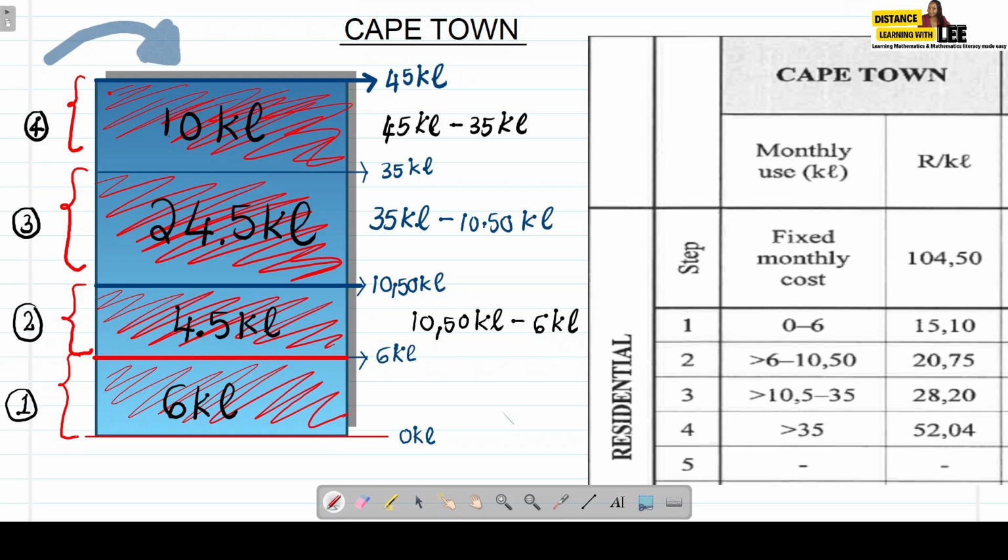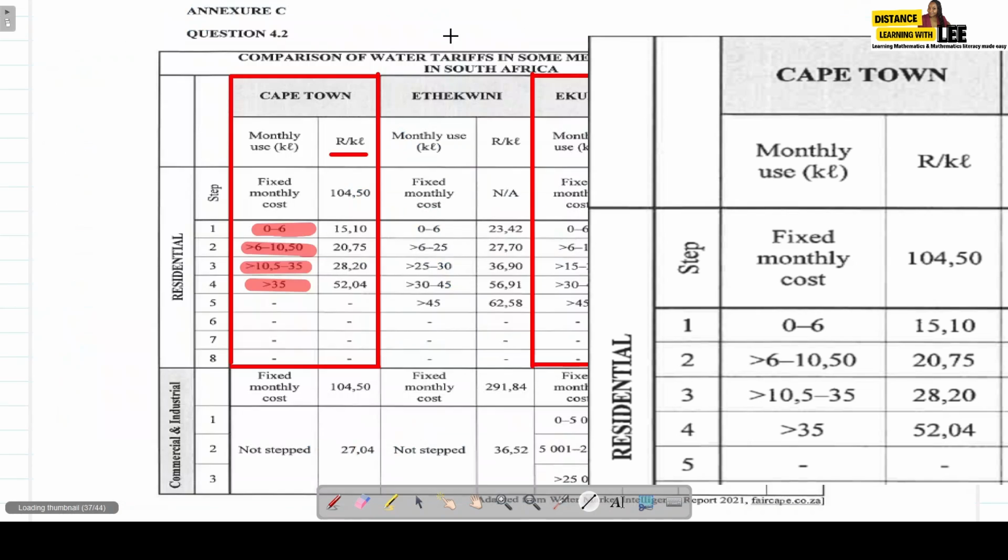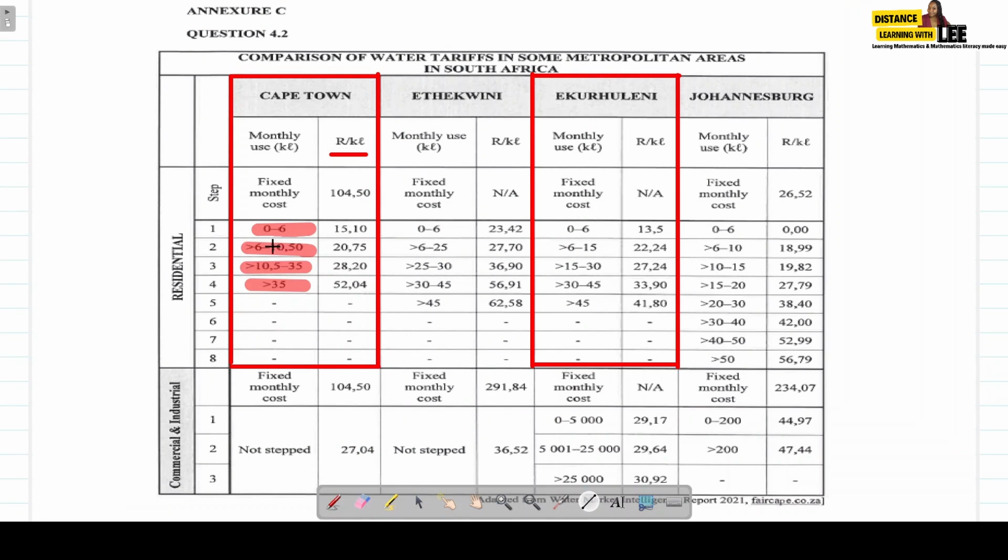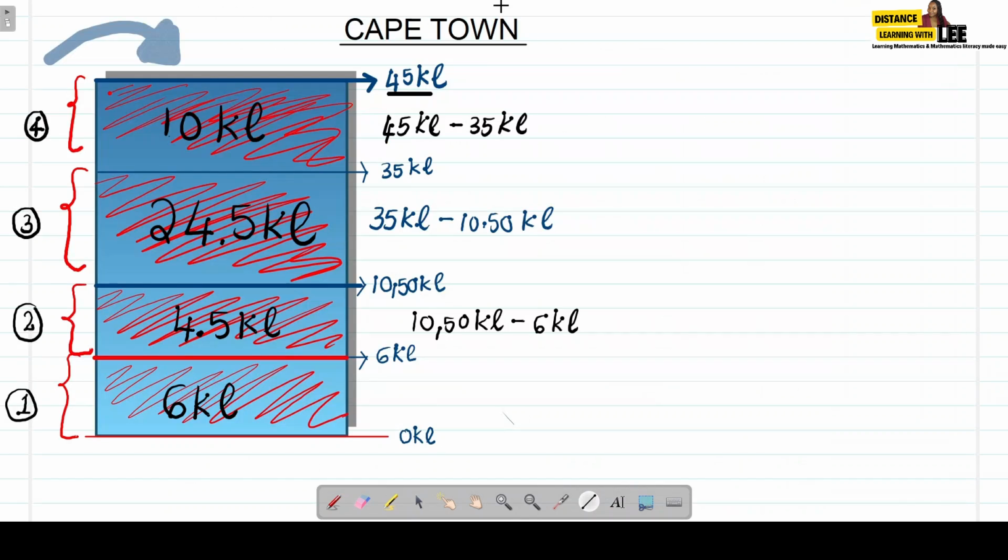Basically, all these intervals: the 0 to 6, the 6 to 10.5 kiloliters, the 10.5 to 35 kiloliters, and the water that is greater than 35, but I stopped at 45 because we are told that John uses only 45 kiloliters of water. That is basically what we are given here. All these intervals, 0 to 6, from 6 to 10.5, from 10.5 to 35, and from 35 to 45. That is basically what I have here.